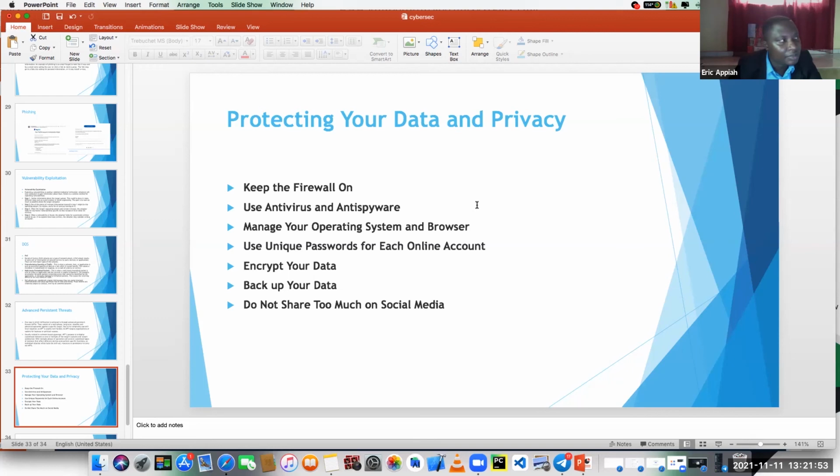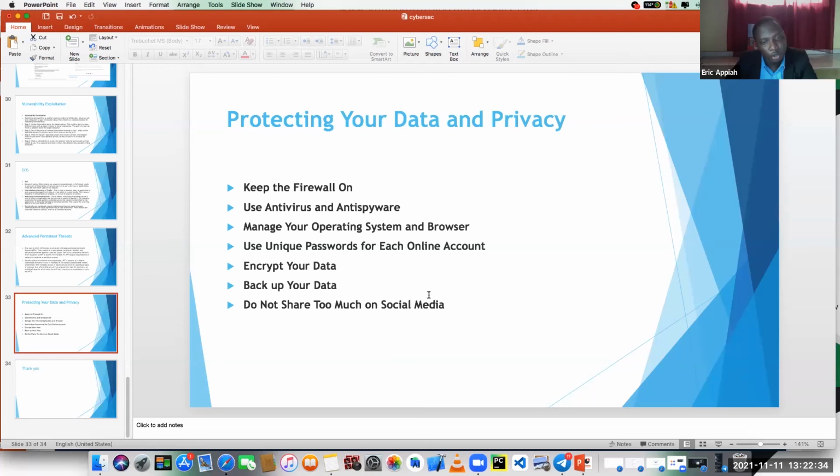You must keep your firewall on and always use an updated antivirus and anti-spyware. Always update your Windows operating system. Use a unique password for each online account. Encrypt your data, back up your data, and do not share too much information on social media. Why? Because too much information on social media gives hackers more information about you, and they use that information to launch the attack upon you.